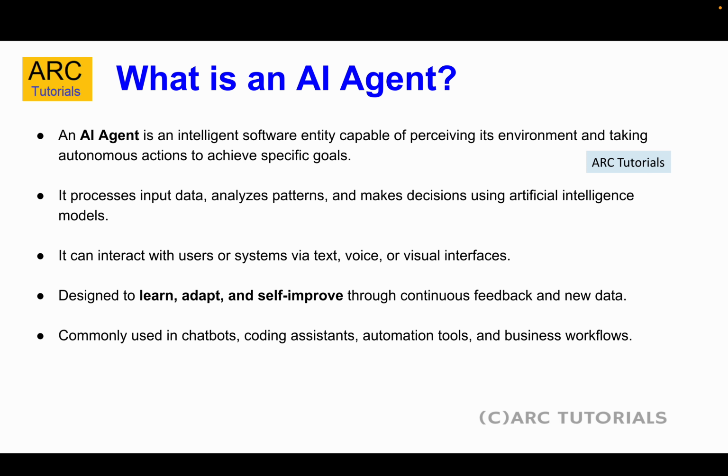An AI agent will process input data, analyze patterns, and make smart decisions using AI models. It will interact with users or systems via text, voice, or visual interfaces. They are designed to learn, adapt, and self improve, which is what differentiates an AI agent from an RPA. Some of the common use cases could be in chatbots, coding assistants, automation tools, and business workflows.